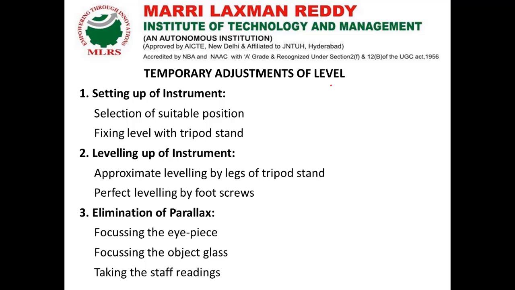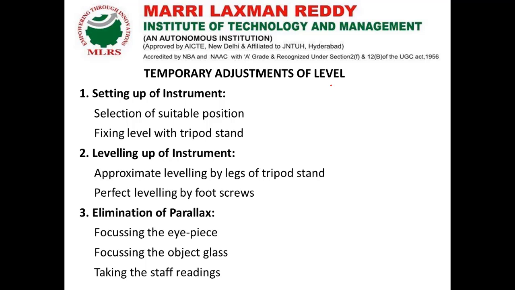The temporary adjustments are: first one is setting up the instrument, second one is leveling up the instrument, third one is elimination of parallax. Under the first one, setting up of instrument, we have to select a suitable position of the point in the field. And second thing under this title is fixing the level with the tripod stand.